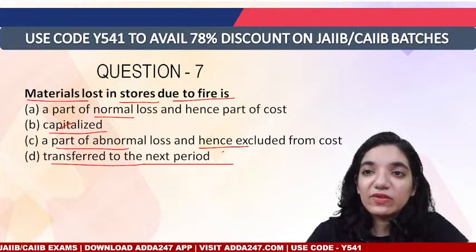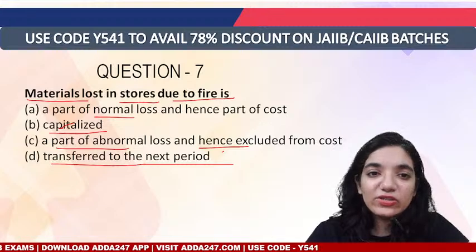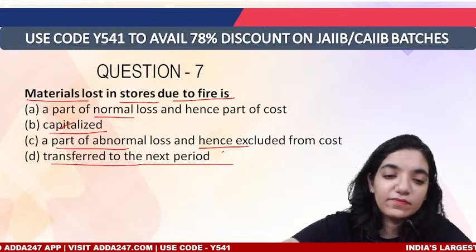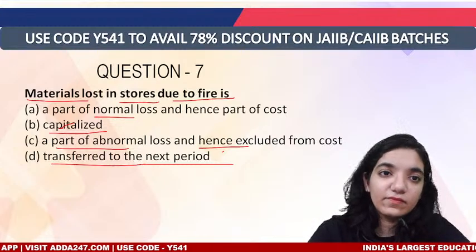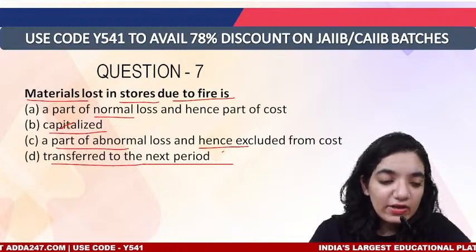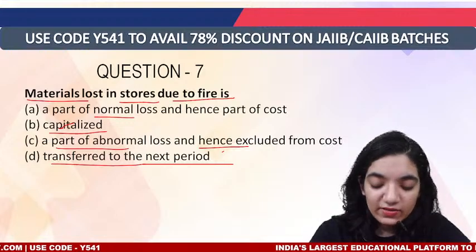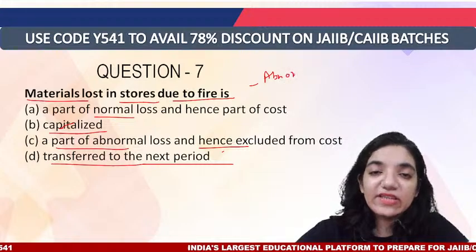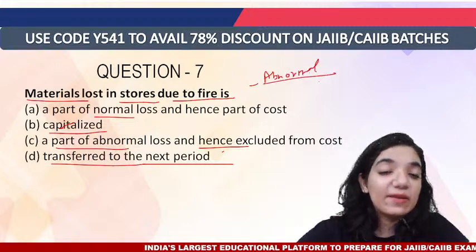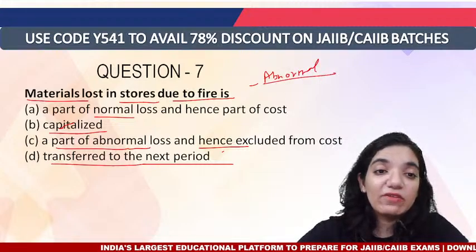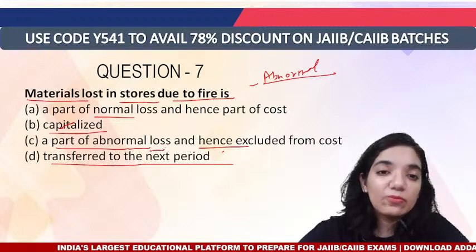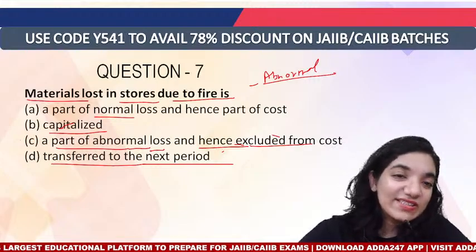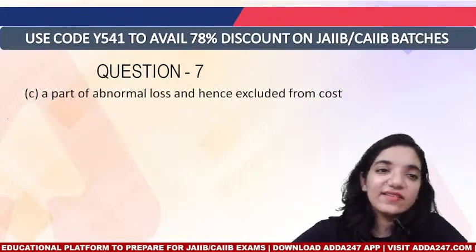Let's talk about this. When we talk about this scenario, what happens here is, when we lose any material because of a fire, that means that fire is an abnormal event. It doesn't happen every year. So basically it's an abnormal event, and such an abnormal event will cause an abnormal loss. So basically it would be excluded from the cost. So in this case, the correct answer is C.